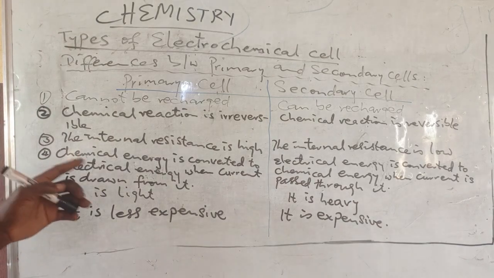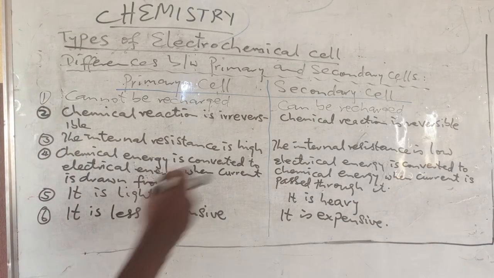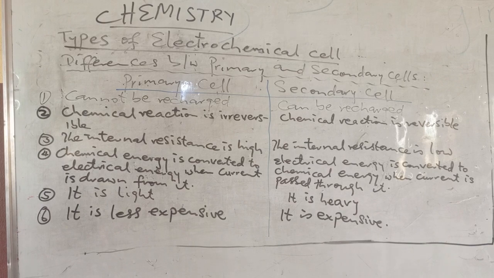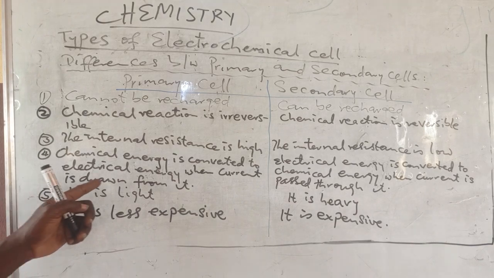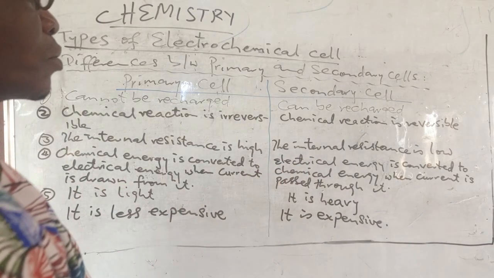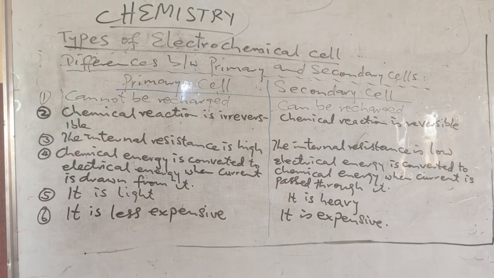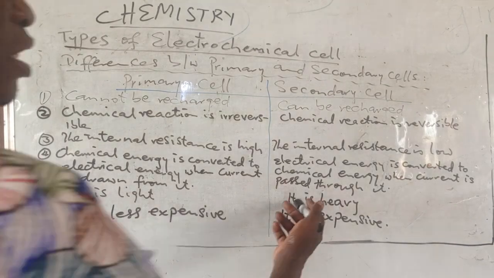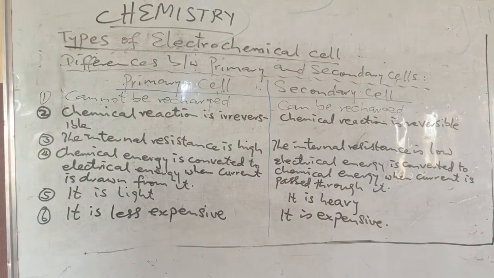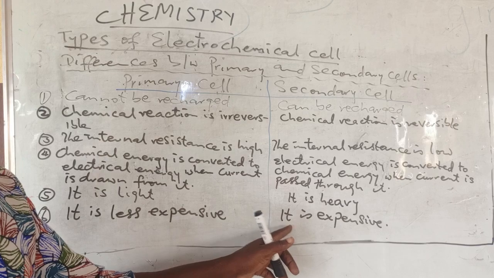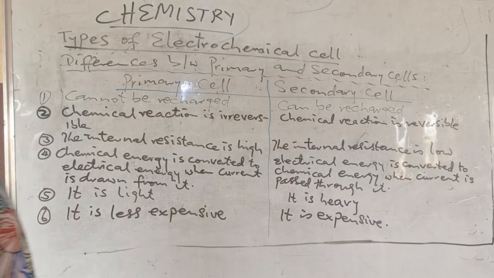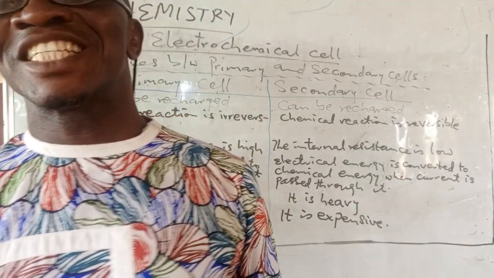Number 4, chemical energy is converted to electrical energy when current is drawn from it. Here, electrical energy is converted to chemical energy when current is passed through it. Number 5, it is light. Number 5 here says that it is heavy. Here, it is less expensive. Here, it is expensive.